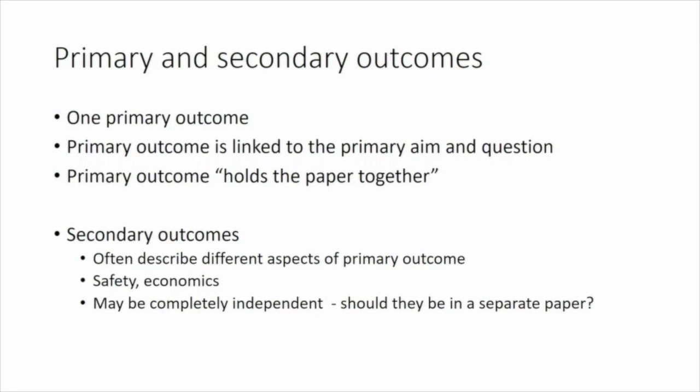Other outcomes could, of course, be safety or economic aspects, or it could be a completely different question, quite different to the primary question. If there are two quite different aims or questions in the paper, you should ask yourself, should they actually be in the same paper, or could we have two different papers here?